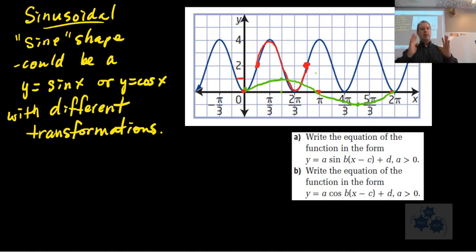Also, it looks like it's been shifted to the right a little bit, and it's been shifted up a little bit. What about the amplitude? Right away you look at the amplitude, from center to the maximum displacement, how many units is that? It's 2, where normally a sine should be 1. So right away you've got an idea of what your parameters should be.